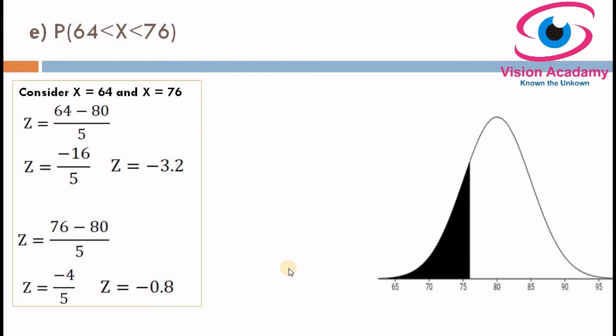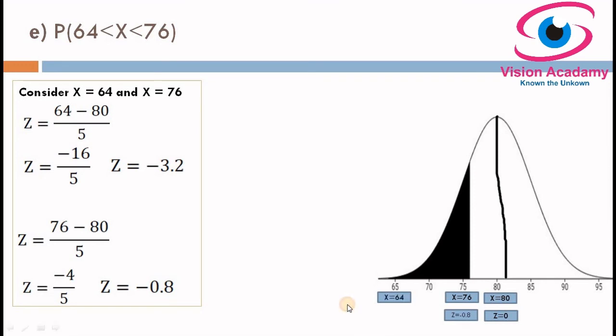Now let us plot these two values in the table, and very importantly, x between 64 and 76 lies on the left side, which means the lower tail. When we plot the data for these given values, x equal to 80 has a z score of 0, since it is symmetric about its mean. Our second value is x equal to 76, and that z value we found is minus 0.8, and our one more x value is 64, and that z value we found is minus 3.2. And here I have shaded my interested area. This shaded area is 64 to 76. My interested area is this.